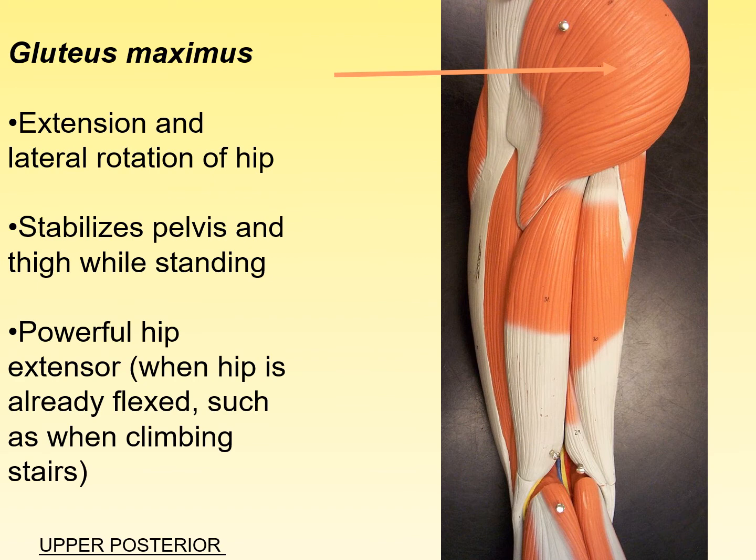The gluteus maximus helps with extension and lateral rotation of the hip. It does help to stabilize the pelvis. It helps to stabilize the thigh while you're standing. It is a very powerful hip extensor. So it helps, like with climbing the stairs, certainly.